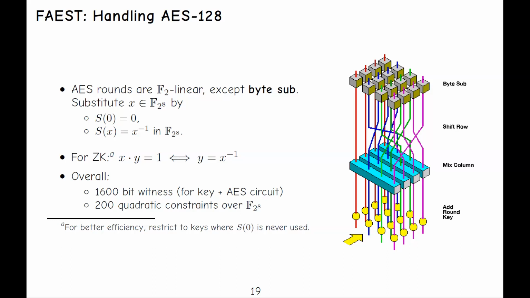Now, we also have this S-box, which is basically inversion in F2^8. And F2^8 is an extension field, so this also works quite well in our setting. And as you can see, we do not need too big of a witness. We have a 1600-bit witness, and we need 200 quadratic equations to prove this in constraints.